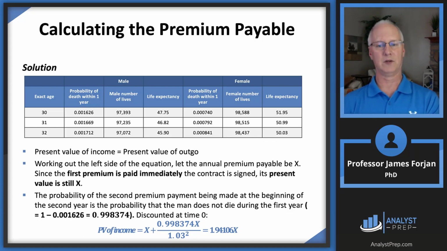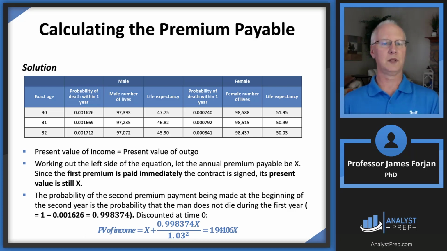Well, that amount is going to be X times some probability, so to speak. And that's, if you look in the formula at the bottom, 99.8374X. So the first X is 100% of X because we're paying it now. The second X is 99.83 something of X because some of us are going to die between age 30 and age 31. Now, of course, the question then becomes, how do we get that 99.8374?